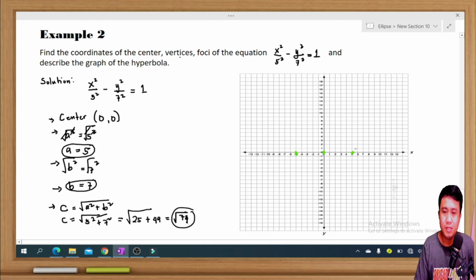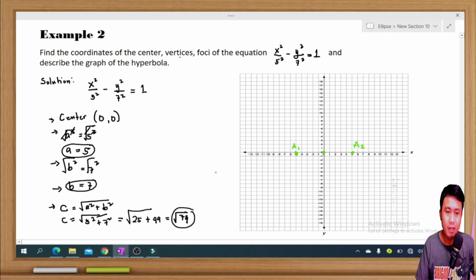Okay. So, we can let this as A sub 1, the vertex 1. Pwede ring V sub 1. I think doon sa module ninyo nakalagay V sub 1. Okay lang din po yun. Okay lang din ang A sub 1, as long as alam nyo na ang A sub 1 ay vertex. And ito, A sub 2.